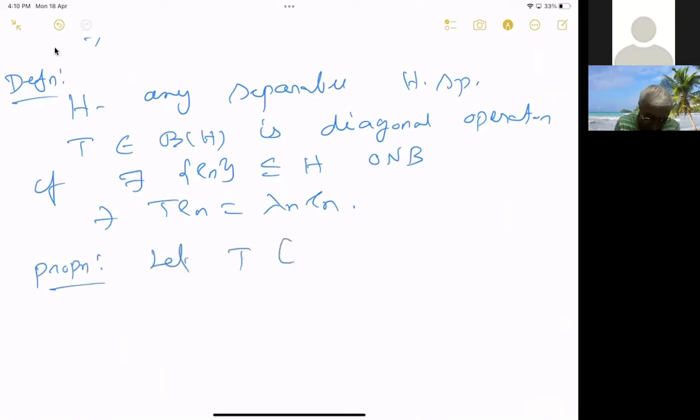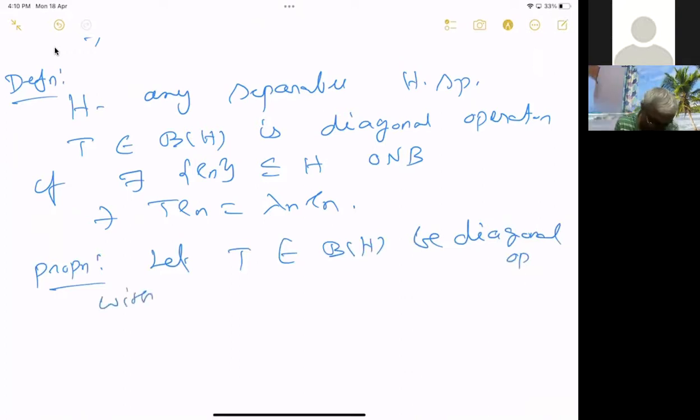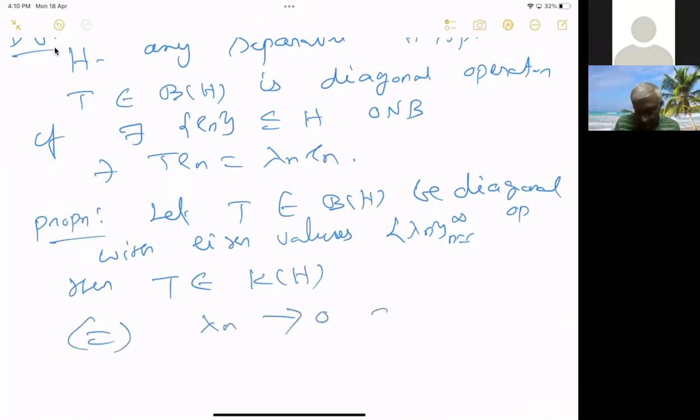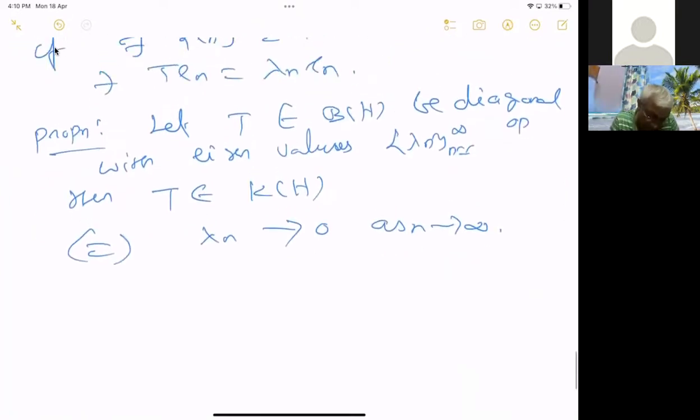Now the proposition. Let T in B of H be a diagonal operator with eigenvalues lambda n, corresponding to En, which I am not writing. Then T is compact if and only if lambda n goes to 0. So this is the condition for compactness.